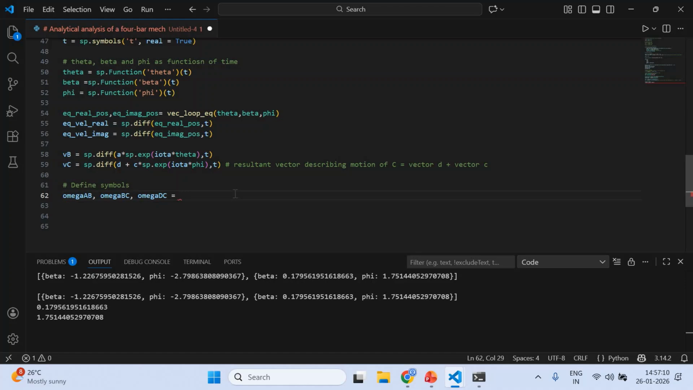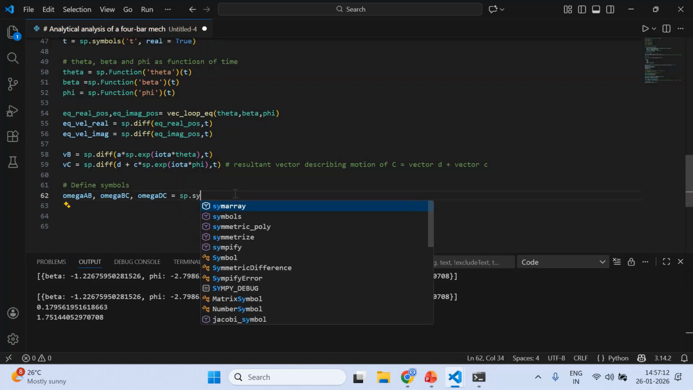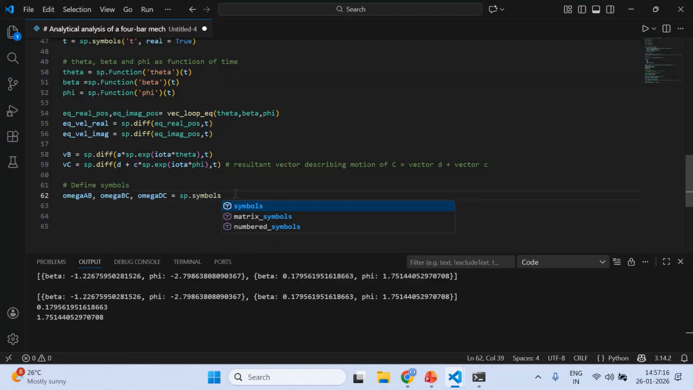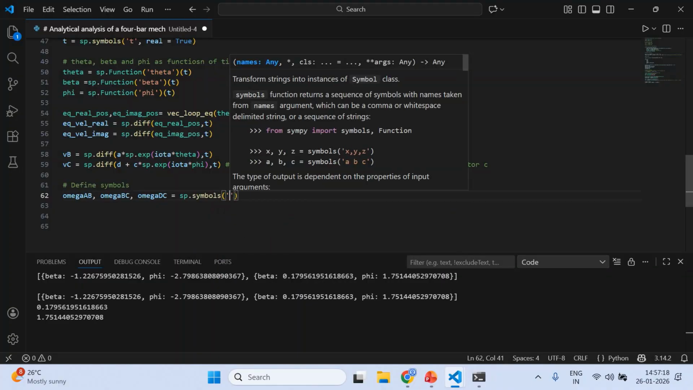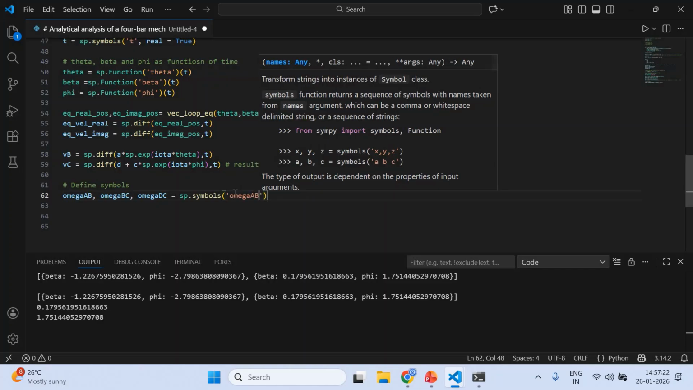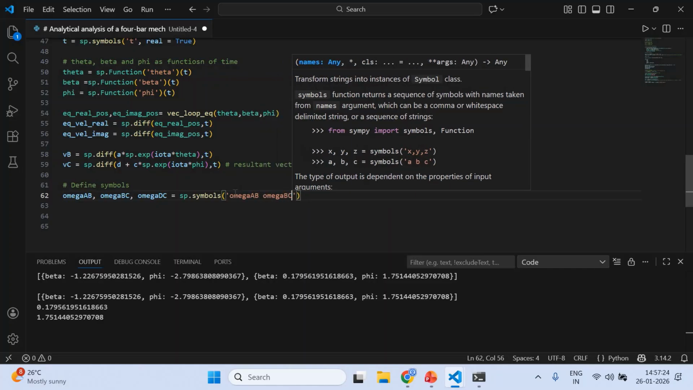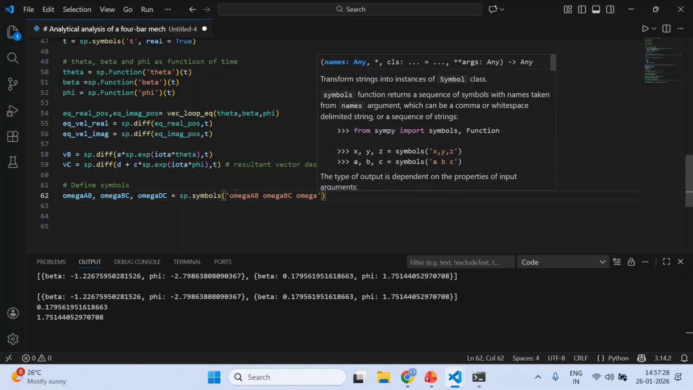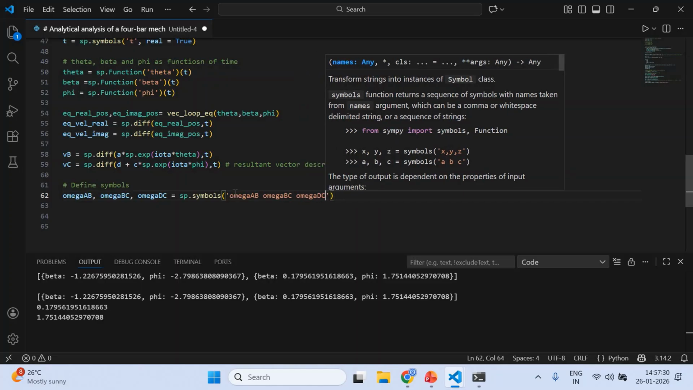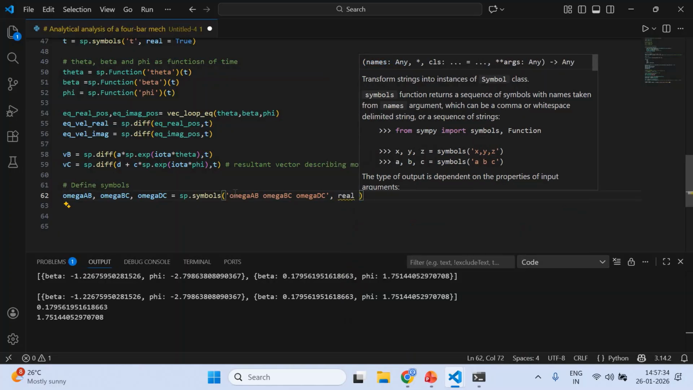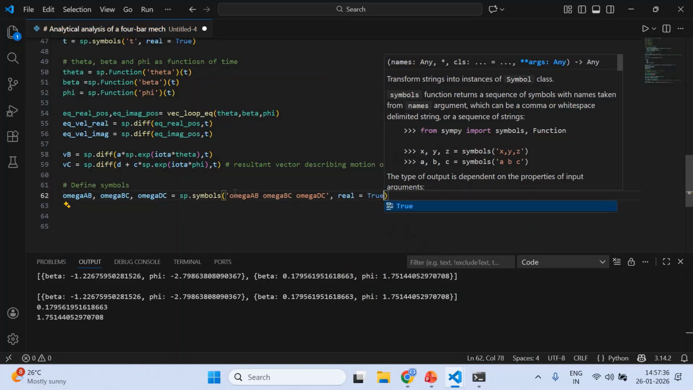So after this we have sp dot symbols, and then you simply type omega AB, omega BC, so you are simply declaring all these as symbols, omega DC, and bracket close. And again these are all real numbers, so real equal to true.